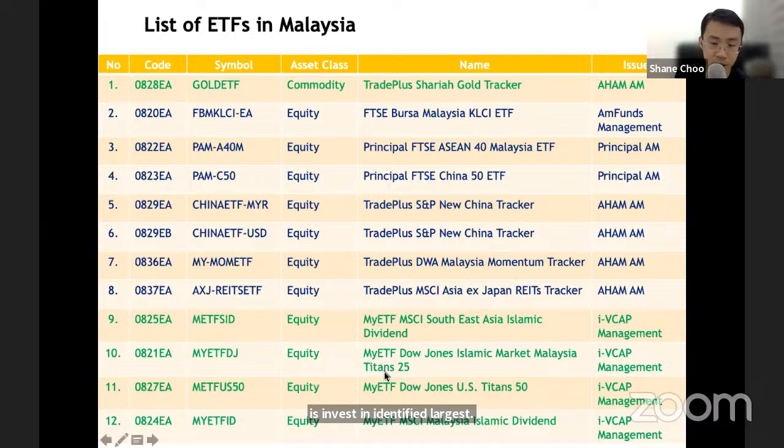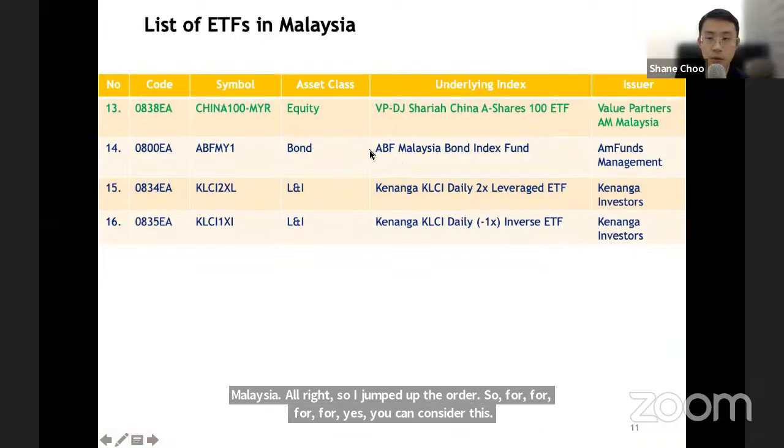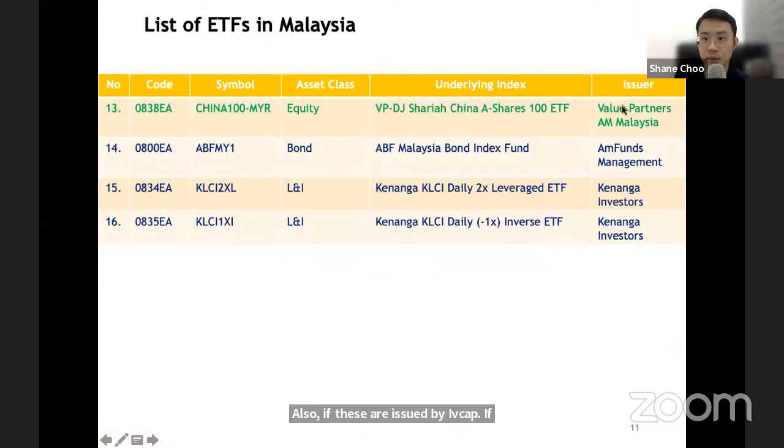All right, so I jumped up the order. So for Malaysian Islamic ETF, yes, you can consider this. Also, these are issued by IVCAP. If you want to consider another China fund, there's one issued by Value Partners, the China A-Shares 100 ETF.